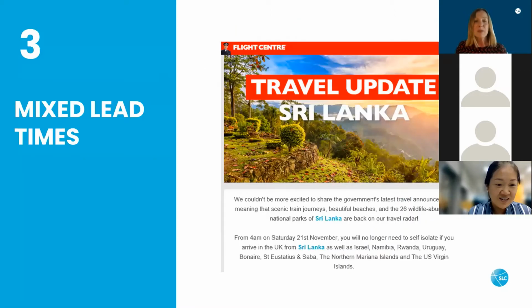We're seeing hugely mixed lead times. This example is actually Sri Lanka, but this update when Sri Lanka went on a travel corridor came out within 38 minutes of the announcement being made. So it's really important to be sure that in the anticipation of USA reopening to Brits, that you're planning it in advance, because when the green light is hit, operators will be marketing US very, very quickly. And we already know from the discussions we've had that preparation work is happening now.